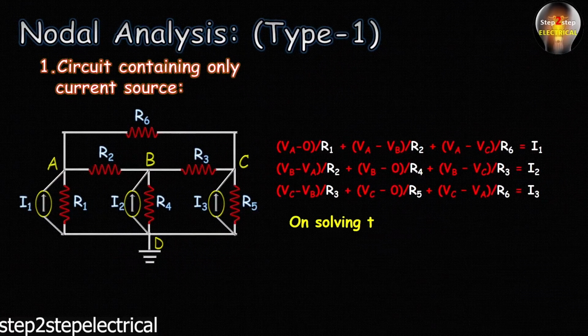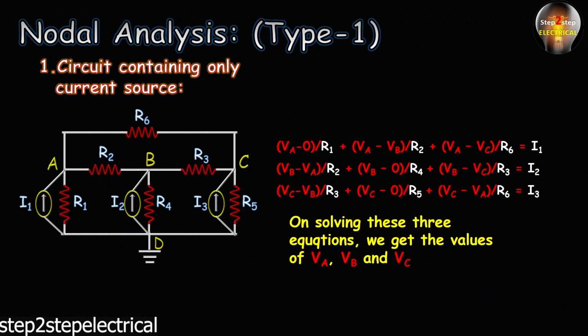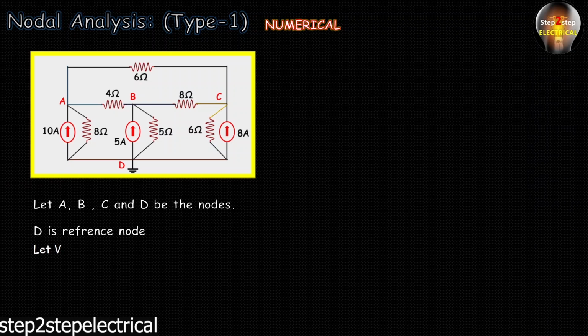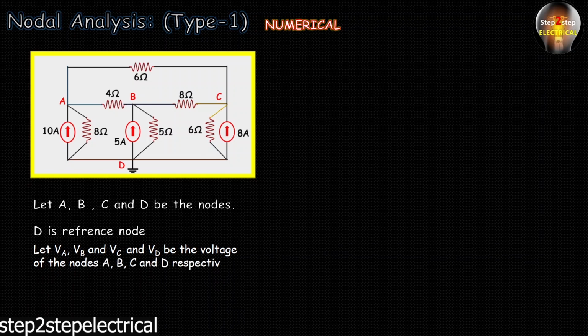On solving these equations, we will get the values of VA, VB and VC. So this is the general way to analyze any circuit containing only current sources using nodal analysis. Now we will follow the same steps and solve this numerical. The very first step is to assume that A, B, C and D are the nodes, where D is the reference node. VA, VB, VC and VD are the voltages of nodes A, B, C and D respectively, where VD is equal to 0 volt.